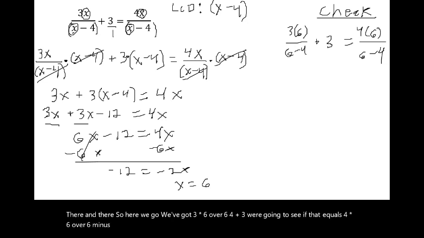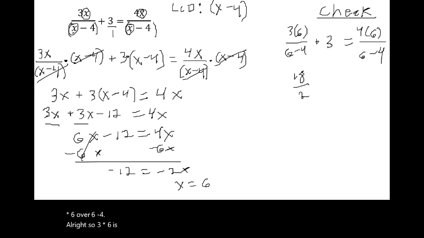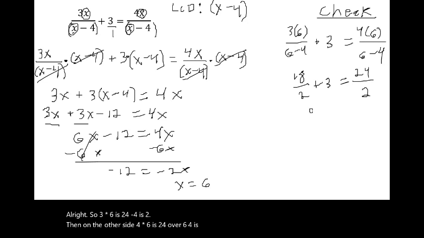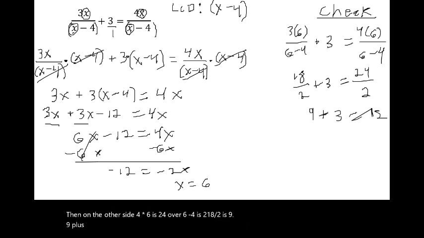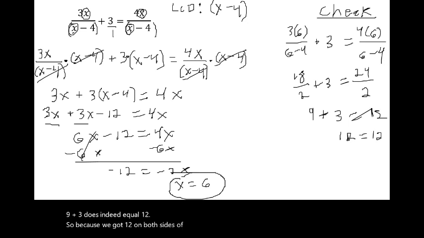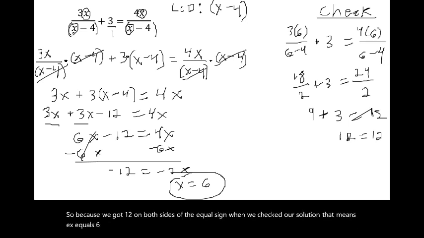All right, so 3 times 6 is 18. 6 minus 4 is 2. Then on the other side, 4 times 6 is 24 over 6 minus 4 is 2. 18 divided by 2 is 9. 9 plus 3 does indeed equal 12. So because we got 12 on both sides of the equal sign when we checked our solution, that means x equals 6 is actually our solution. So this is going to be our final answer.